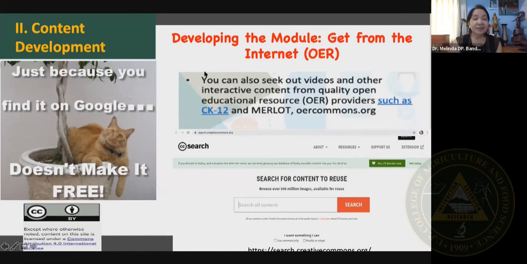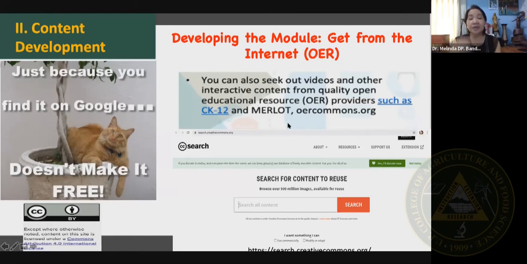I put this here as a reminder: just because you find it on Google doesn't make it free. So we have to be conscious of who owns the copyright of the material that we intend to use. And I think I also mentioned in our sessions last year that we can take advantage of the available materials from the internet through these open educational resources.